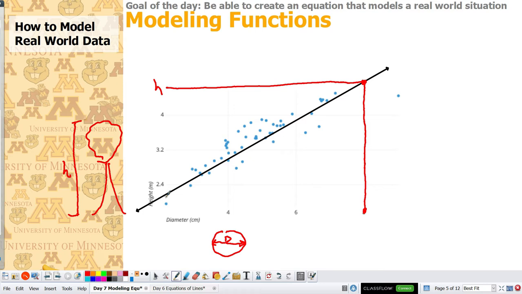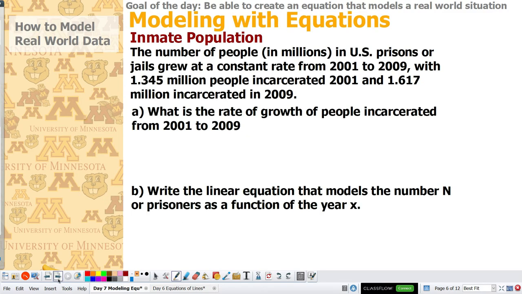So that's kind of what we're going to be looking at today. We're going to have real world data, which isn't perfectly on a line, but we're going to model it with an equation, and so we can make predictions. All right, inmate population.